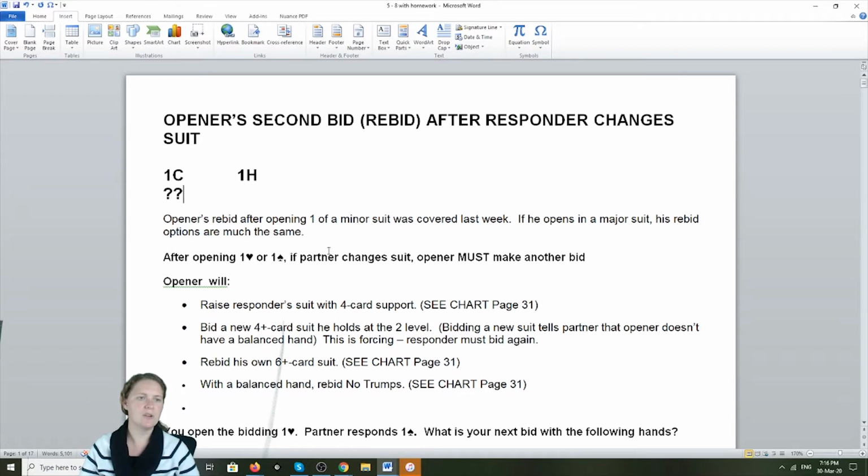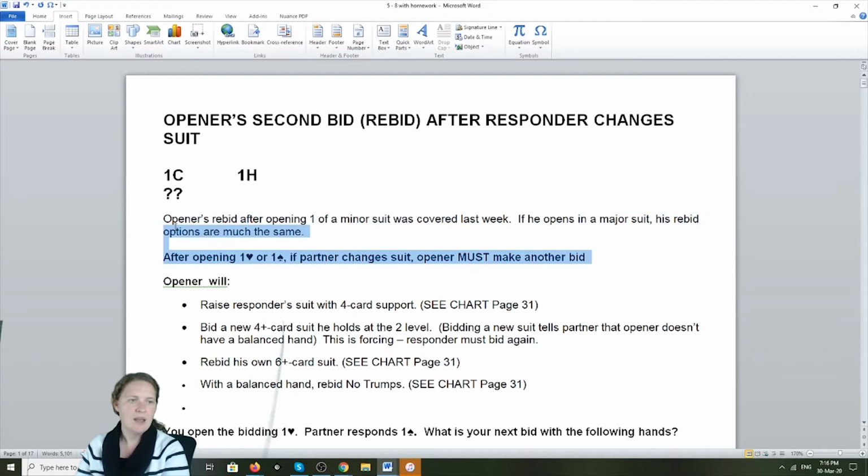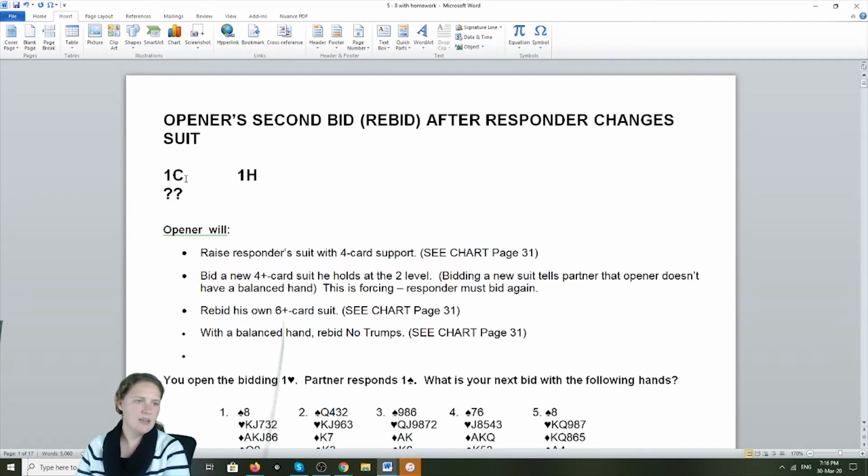So what we're going to talk about is basically after opening 1 heart or 1 spade, if partner changes suit, opener must make another bid. So let's have a look into it. This does also apply for a minor suit as well, just to clarify that. So the first thing we're going to do is pretend it was a 1 heart opening and a 1 spade bid. Now there's 2 types of bids in bridge.